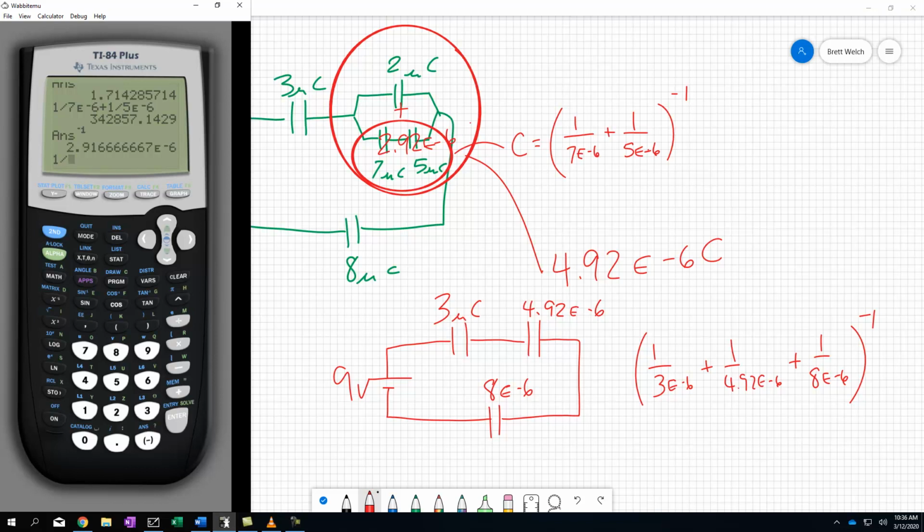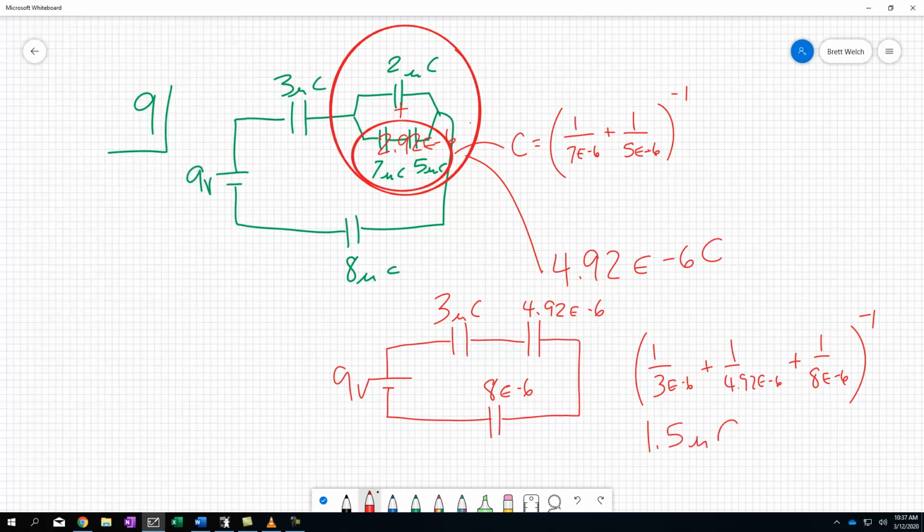I'm going to go 1 over that. Whoops. It's supposed to be a 4 now. 4. Plus 1 over 3e negative 6 plus 1 over 8e negative 6. All of the negative 1 gives me 1.51 or 1.5e negative 6. 1.5 microfarads. Dang it. And there we go.